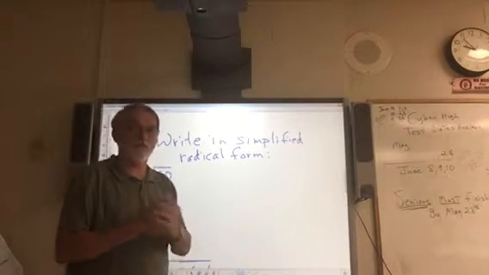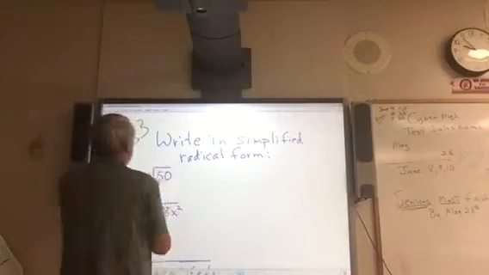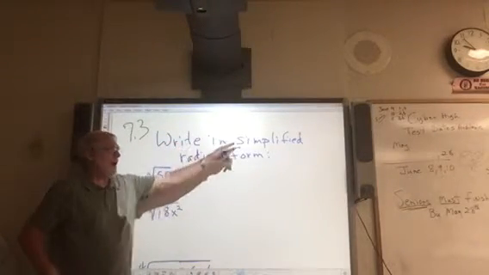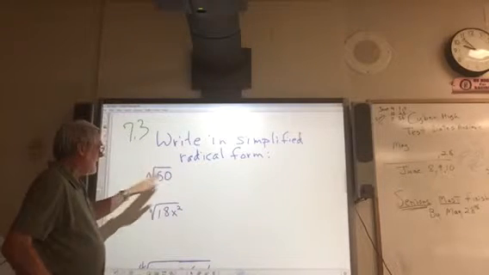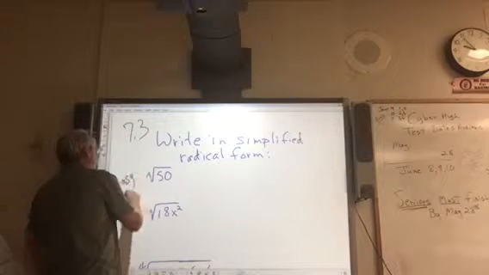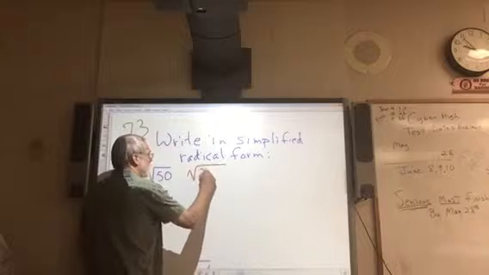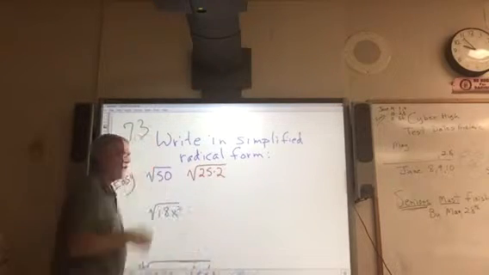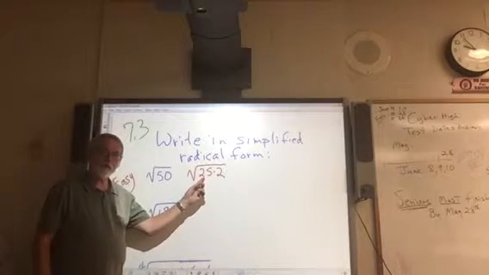We've jumped to 7.3. Remember radical numbers? Yes? Scared myself. What we want to do is write radical numbers in simplified radical form. So here's some examples, and we'll call this easy. Because what you do is you factor the radicand. So we end up with the square root of 25 times 2. Why do I factor it that way rather than 5 times 10? 25 is a perfect square.